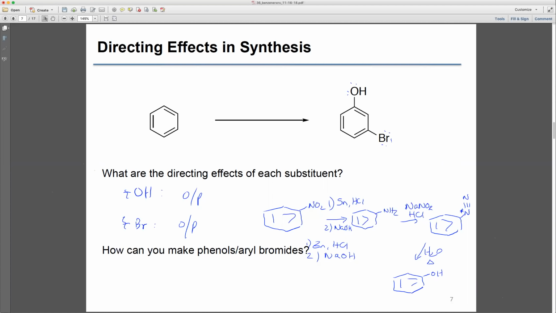And we make aryl bromides. Of course, you can make those from diazonium salts if you use copper bromide here. And we can also take benzene and treat it with the standard conditions, Br2 and FeBr3, to give the aryl halide. Okay, so we know how to make phenols, we know how to make aryl bromides, so how do we combine this and get the meta substitution pattern? Can anyone see what we would want to do first?